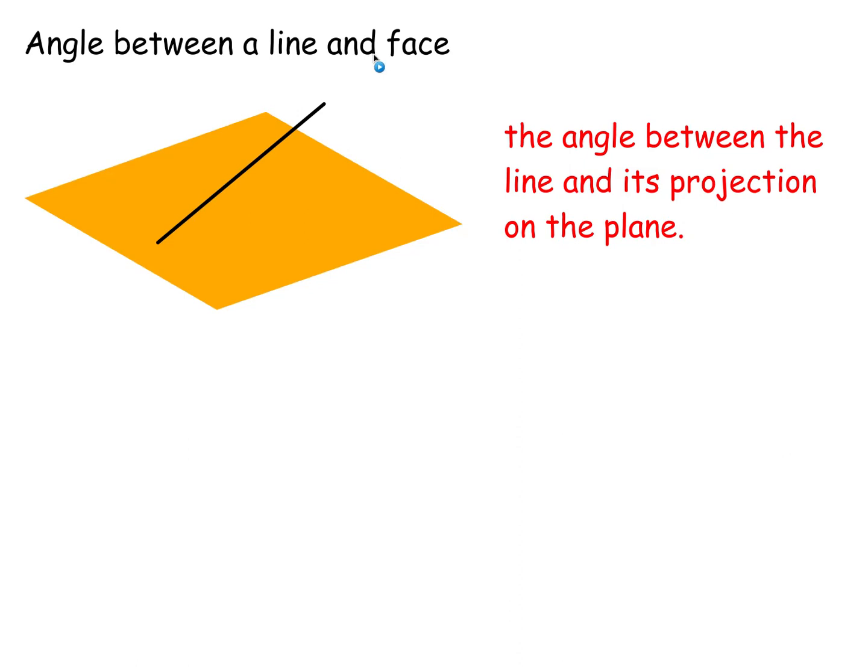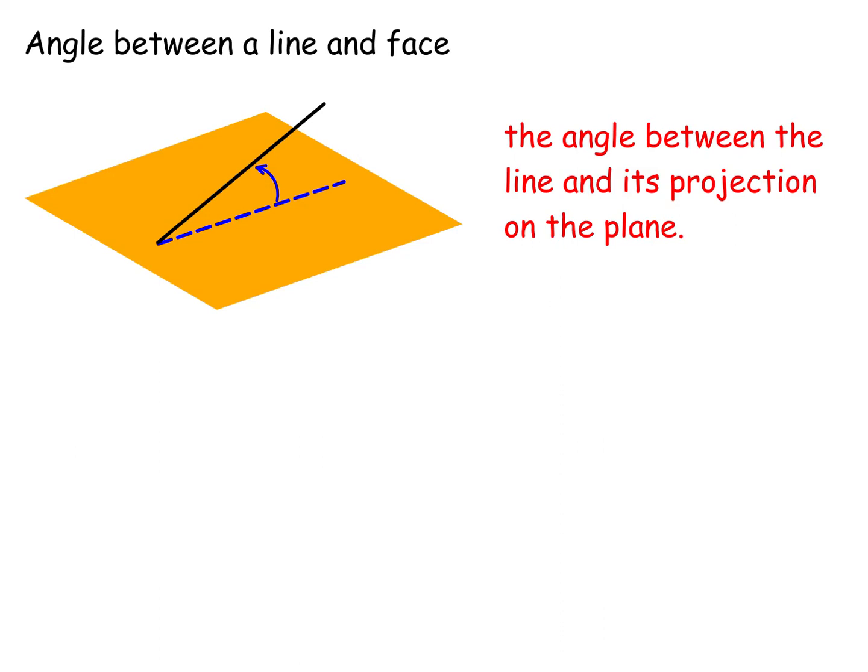The angle between a line and a face: this is a line and a plane. A plane is a flat surface. So there's a line, and it's hitting this plane at a certain angle. If you imagine shining a light above the plane, so the light shines and it hits the line here, casting a shadow, the blue dotted line. The angle between the solid black line and the dotted blue line is the angle between the line and the plane.